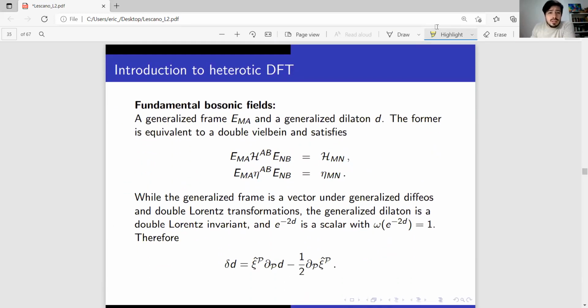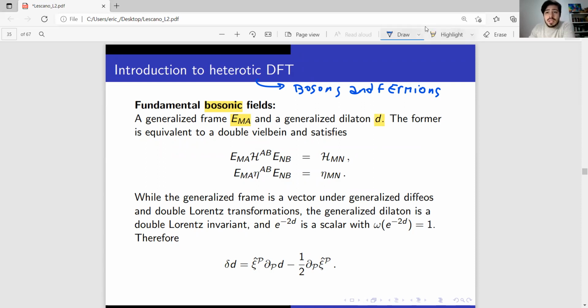So the fundamental fields. Here we have bosonic fields, because recall that in the heterotic case, we have bosons and fermions. So we are focused on the bosonic part of the heterotic formulation. Our fundamental fields are a generalized frame. This is the generalized version of the vielbein. Instead of talking about the vielbein, we talk about the frame. It's the generalized frame and the generalized dilaton.